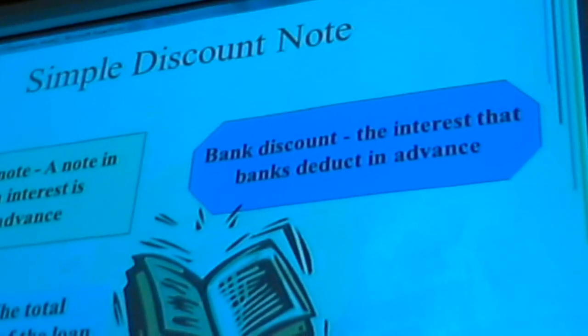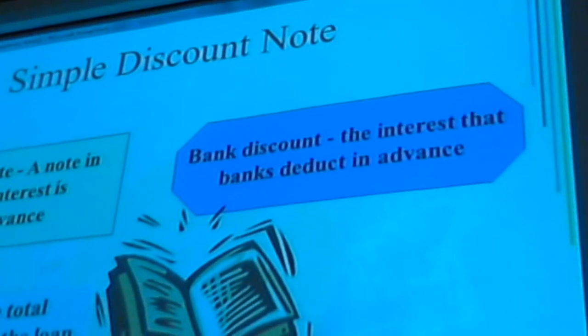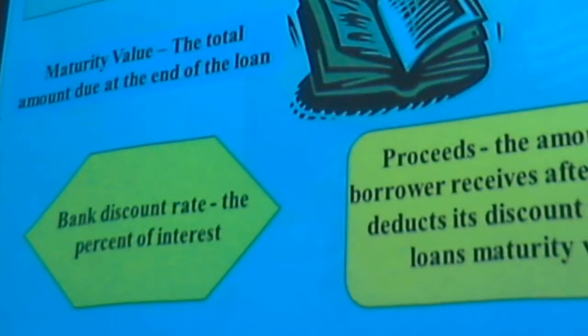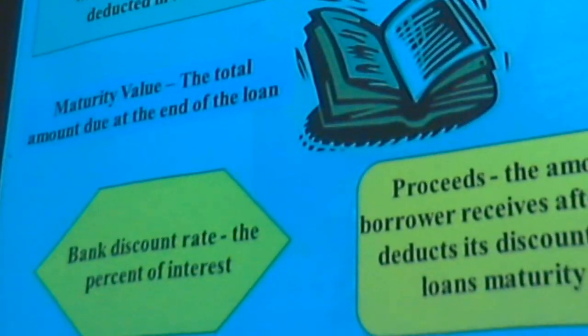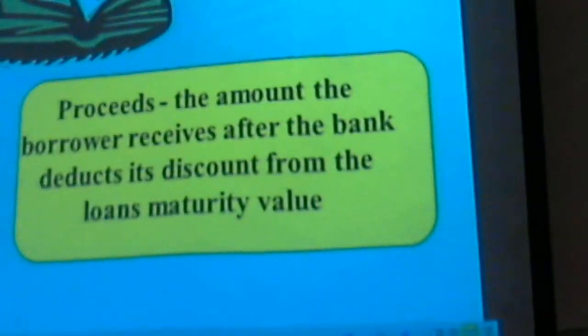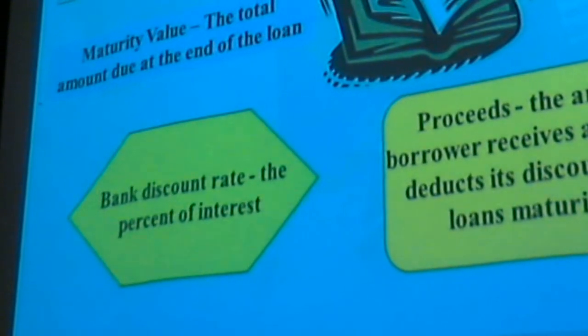There are a couple of things I have to point out. You know what maturity value is. You already know that. Okay, the bank discount rate. What does that mean? Let's shorten it down to one word. Rate. It's R. Remember that, it's R in the formula.